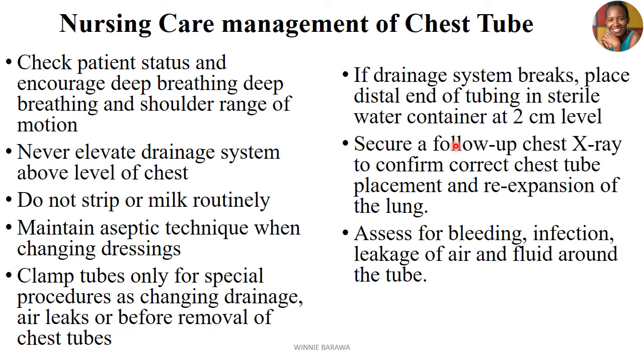The other thing is, what if the drainage system is broken? If the system breaks, you're required to place the distal end of the tube in a sterile water container, at least at 2 centimeter level. And postoperatively, once you have secured the chest tube into the pleural space, it's important that you perform a chest X-ray to confirm the correct chest tube placement and to see if there's any re-expansion of the lungs. It's also key to assess for any bleeding, any infections, any leakage of air and any fluid around this tube.